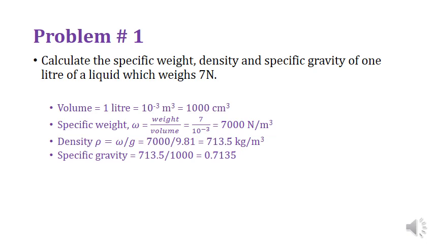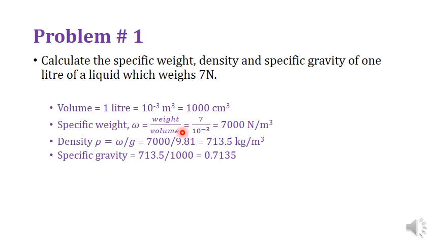Your 1 liter is equal to 10 raised to power minus 3 meter cubes. And further, in CGS system, if you want to convert it, then it will be 1000 centimeter cubes. So in this way you need to just convert your liters into cubic meters or cubic centimeters. So it will be 1000 centimeter cubes.